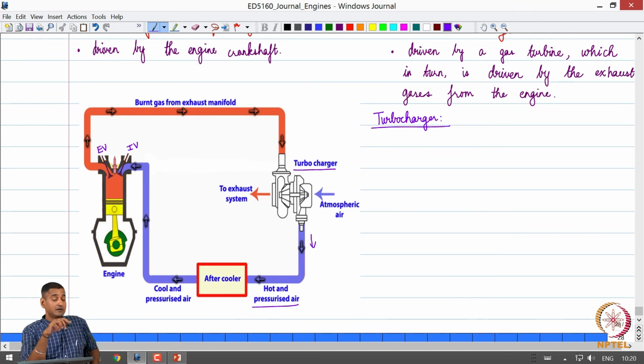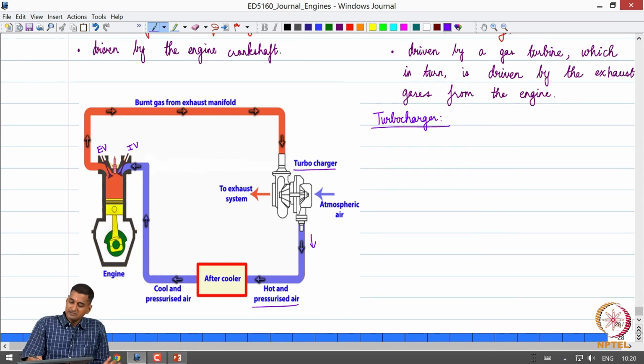Now, we can immediately observe that here I am not tapping into the crankshaft for pressurizing my intake air. We are only using the energy from the exhaust gases to pressurize the air taken into the cylinder. So, that is a very big advantage for us.